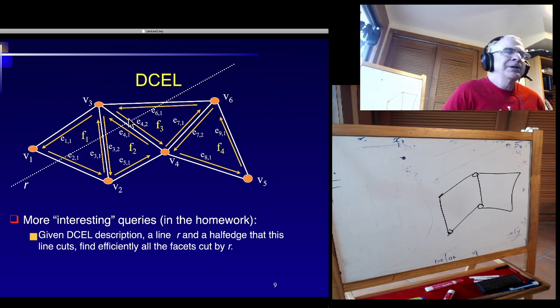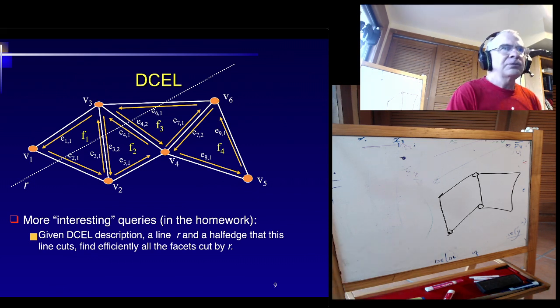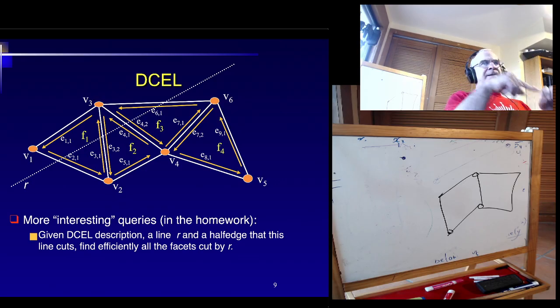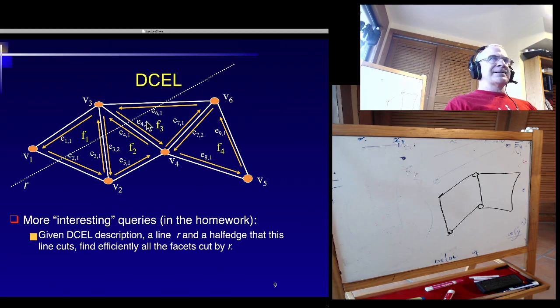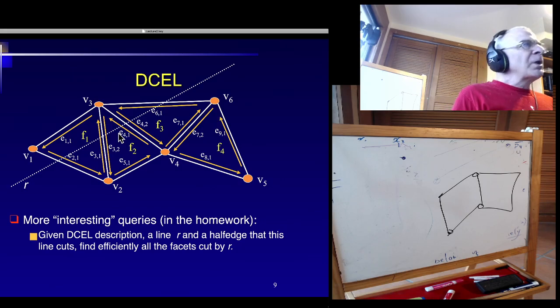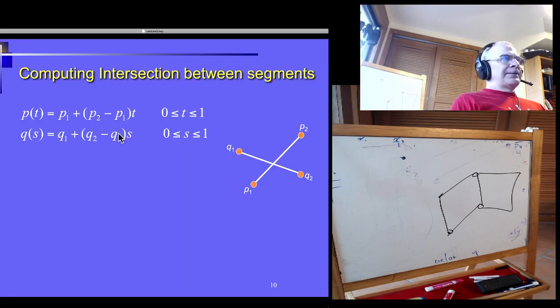Essentially every edge I ask, do you cross this line or not? And then I can track all these faces, and furthermore, I track them in the order they appear along this line, or all this way. This will be in ray shooting application, for example, in graphics.